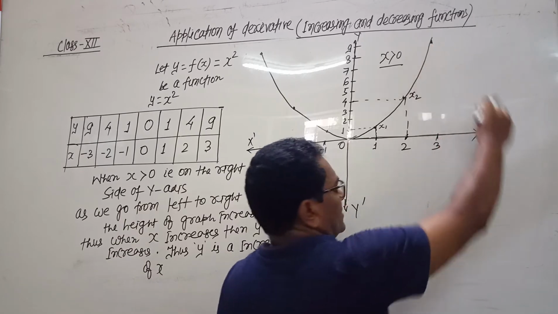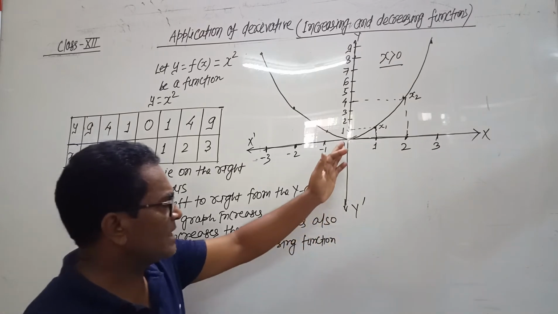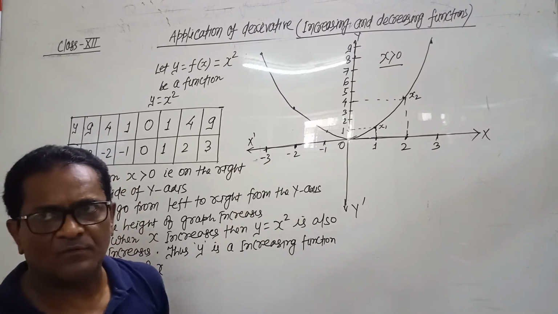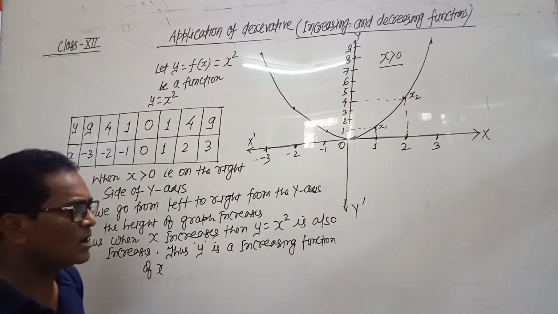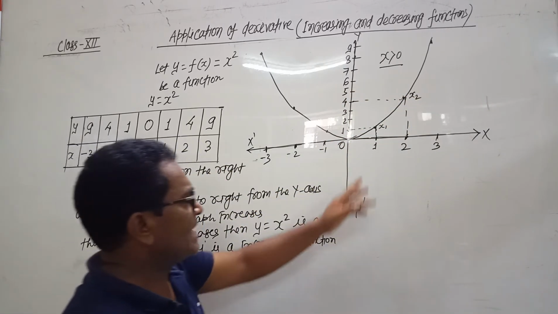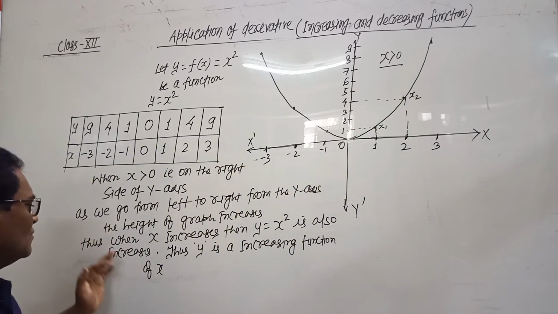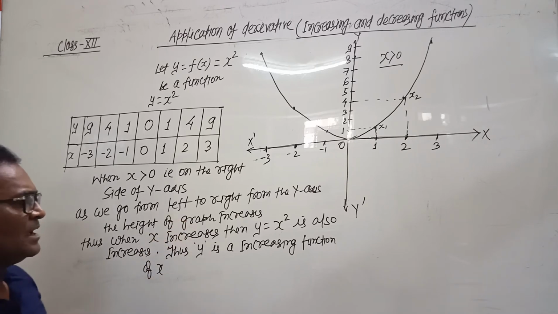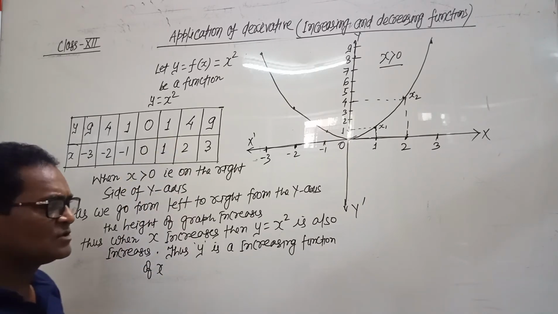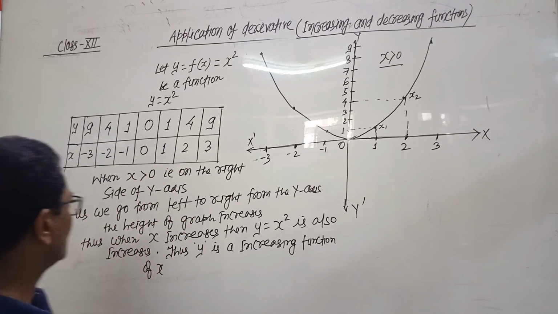From this graph, in the region where x is greater than 0, we observe that as we go from left to right, from the y-axis onward, the height of the graph goes on increasing. It means as x increases, the value of y also increases. It means y is an increasing function of x.